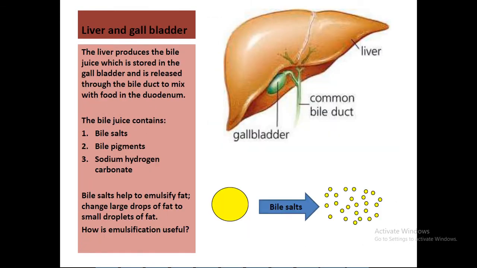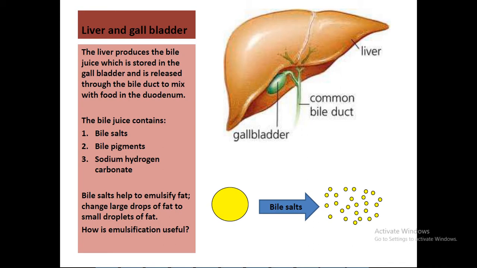Liver and gallbladder. The liver produces the bile juice, which is stored in the gallbladder and is released through the bile duct to mix with the food in the duodenum. As you will see, the large yellow food particles combine with the bile salt and form small pieces. Chemical digestion. The bile juice contains bile salt, bile pigments, and sodium hydrogen carbonate.